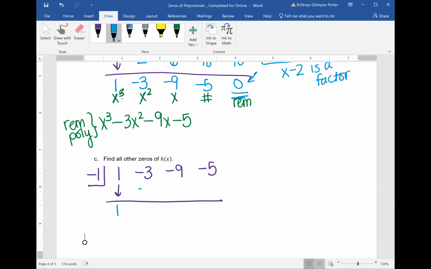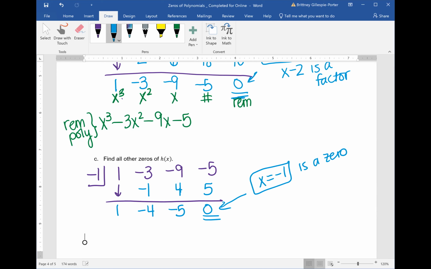-1 times 1 gets us -1. Add vertically, we get -4. -1 times -4 gets us 4. Add vertically, we get -5. -1 times -5 gets us 5, which gets us 0. We just found, because that's a 0, that x equal to -1 is a 0. And if we move the -1 over to the left by adding, we found that x plus 1 is a factor.